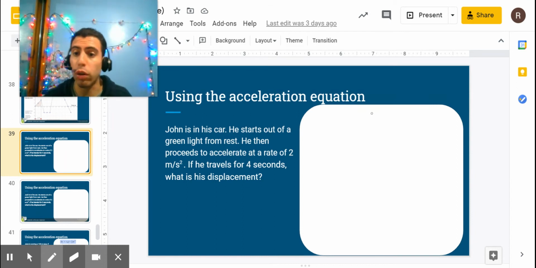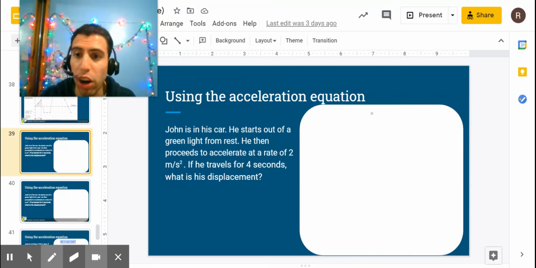I thought it would be cool if we can use a few of them in word problems and actually try to find these values in a realistic situation. Let's go ahead and do this one. I thought it would be interesting.